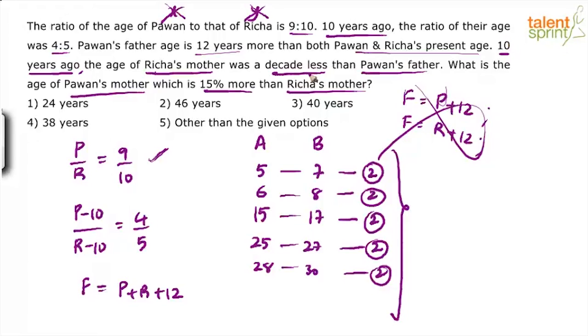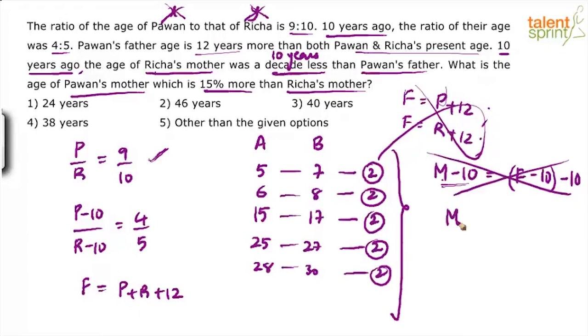If the difference 10 years ago was a decade less, it means what? 10 years less, right? A decade is 10 years. So 10 years less. Even today it will be 10 years less. So ideally, what should we write? Let's assume Richa's mother's age is M. So 10 years ago, M minus 10 equals father's age 10 years ago, which was F minus 10. Now 10 years ago, Richa's mother's age was a decade less than Richa's father's age. Instead of writing M minus 10 equals F minus 10 minus 10, you should directly write M equals F minus 10. This is what I'm talking about. Because if 10 years ago the difference was 10 years, even today the difference would be 10 years.